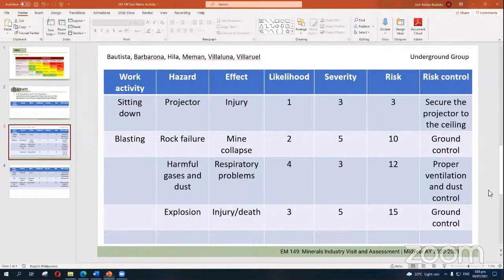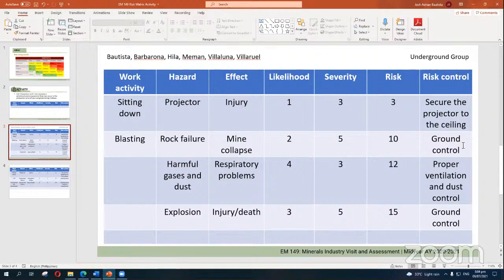So, first activity, we listed blasting and we included 3 hazards in this blasting activity. First, for the hazard, rock failure. We listed the effect as mine collapse. The likelihood is 2, the severity is 5, and the risk is 10. What we identified that can be implemented as risk control is ground control to lessen the effect of the rock failure hazard.